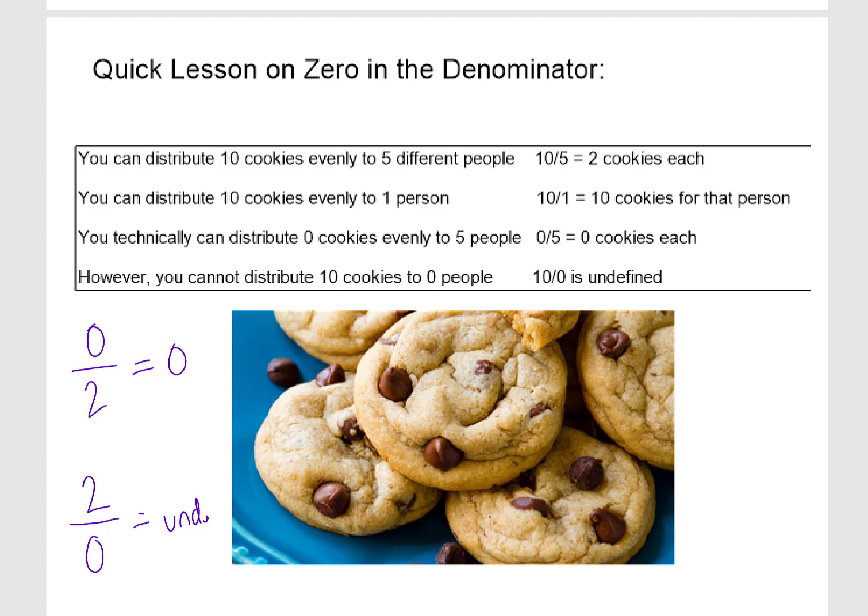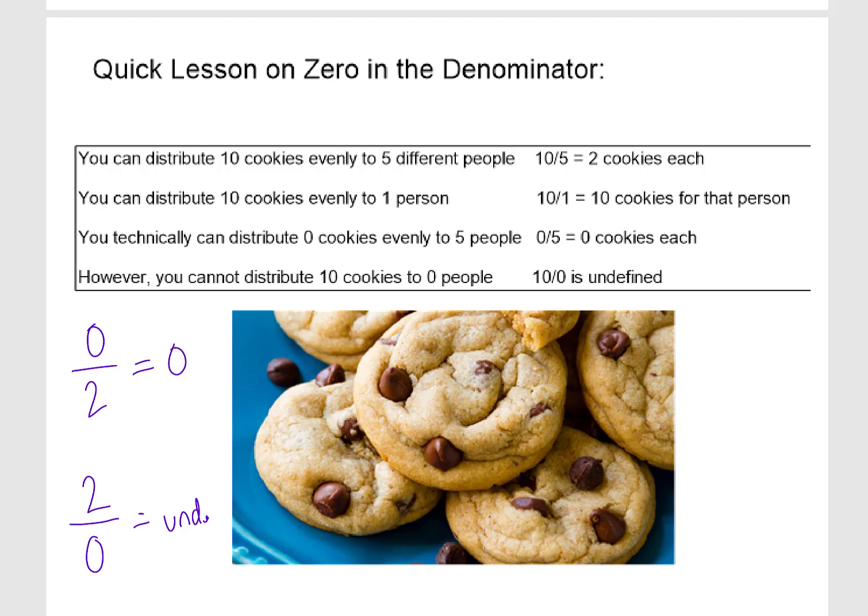And then technically, if somebody showed up and let's say I burnt all my cookies, so I have 0 cookies and I distribute them to the 5 people that showed up, technically I can still evenly distribute that. I'd say, okay, no cookie for you, no cookie for you, no cookie for you, right? And all 5 people would get 0 cookies. But in that last example, it says you cannot distribute 10 cookies to 0 people. So I have these 10 cookies. Nobody shows up. I can't distribute those and finish the process of saying, yes, all these cookies were distributed evenly. And that's why that's undefined.